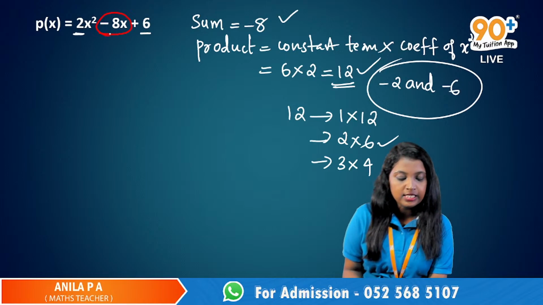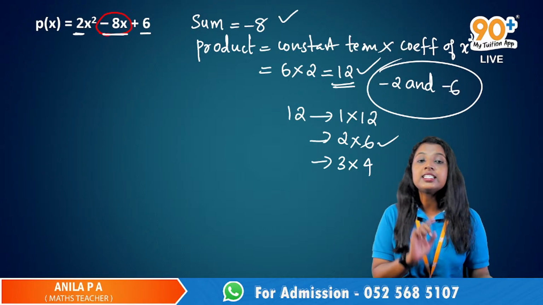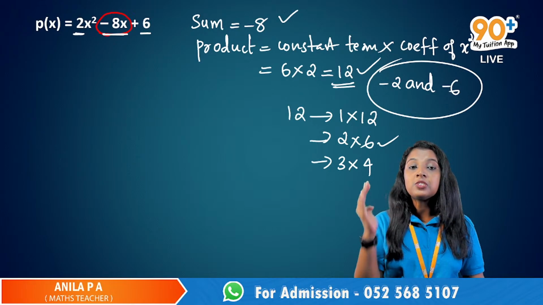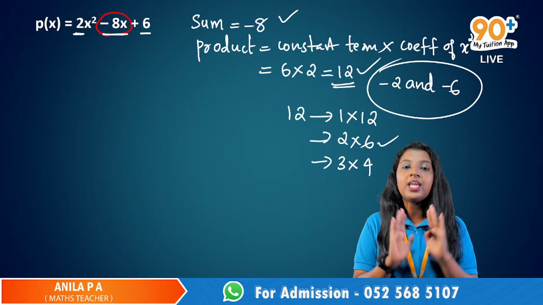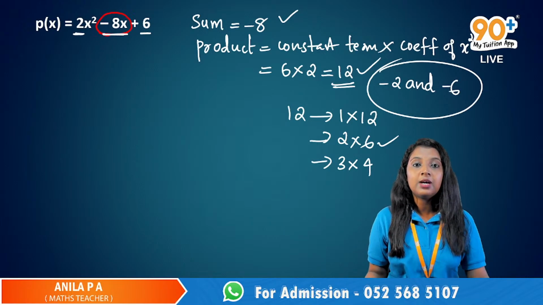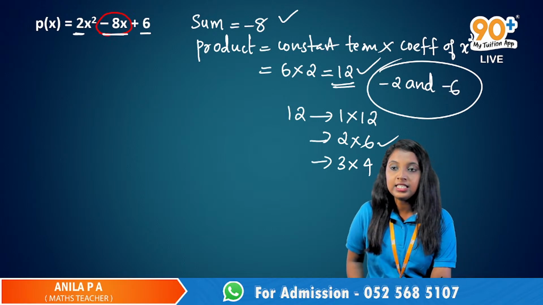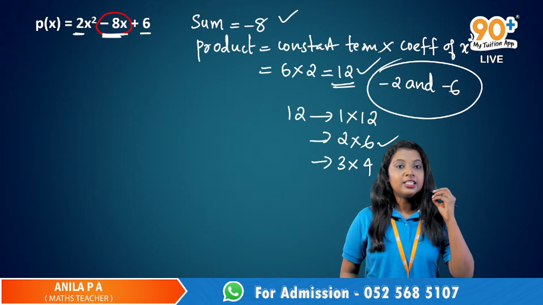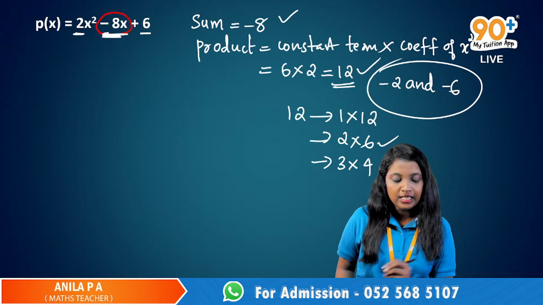Which is the middle term? The term which is in the middle, that is the middle term. So here it is negative 8x. We have to split that. We don't have to care about the other two terms, they will remain the same. We just consider the middle term. Here the middle term is negative 8x, present in the middle of the polynomial. So we have to split this one.